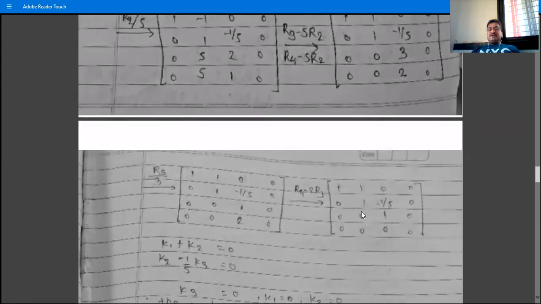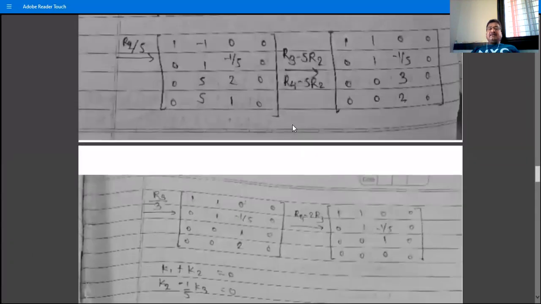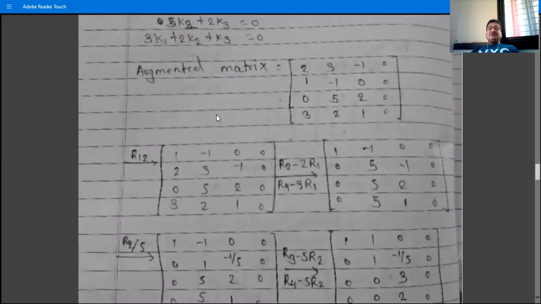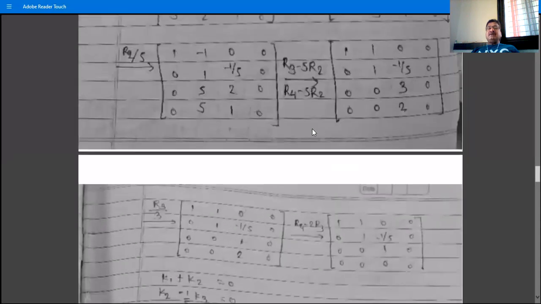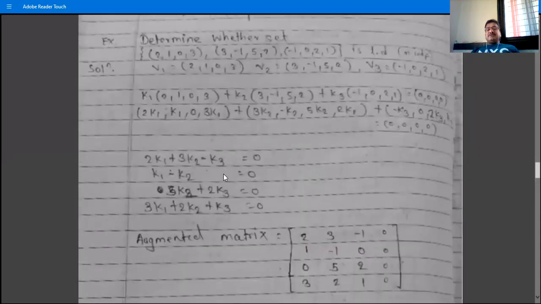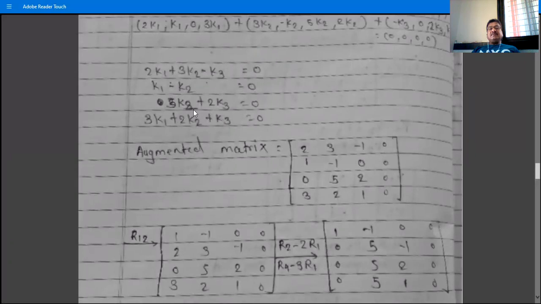So we have the first row as it is, the second and third rows as they are, and the last row 0, 0, 0, 0. So what is the rank of A? Rank of A is 3, and rank of the augmented matrix is also 3, and the number of unknowns is 3, so the system has a unique solution. Obviously, this is a homogeneous system, and if a homogeneous system has a unique solution, then all the unknowns are equal to 0.